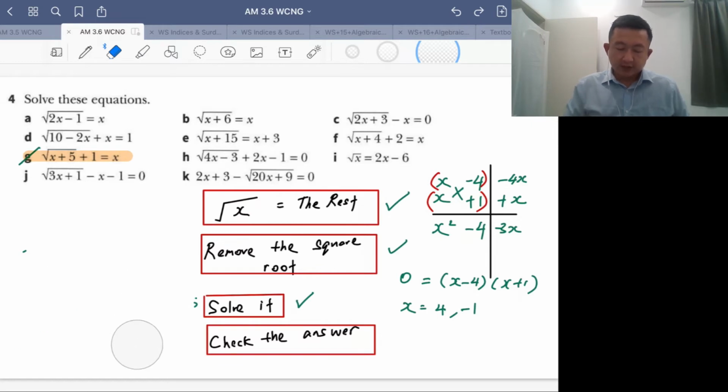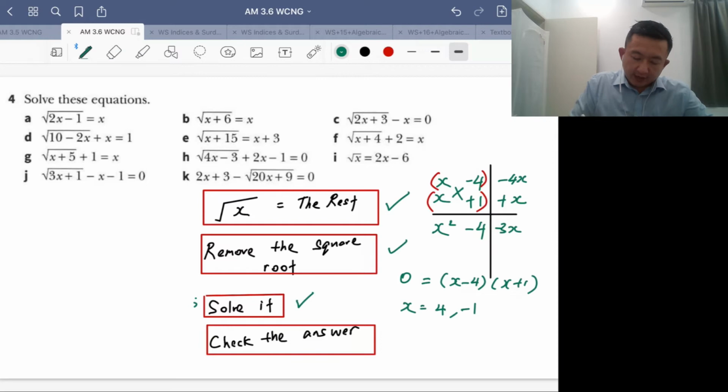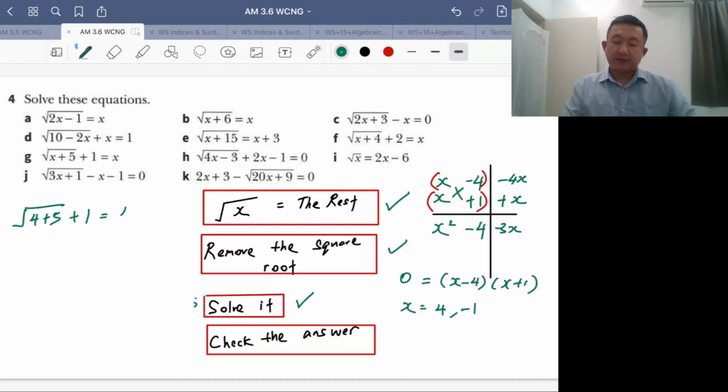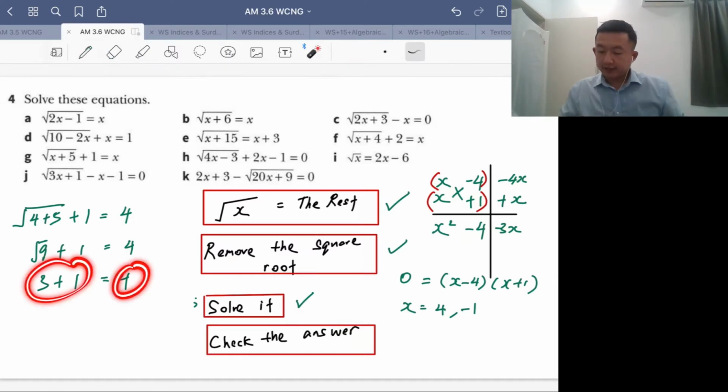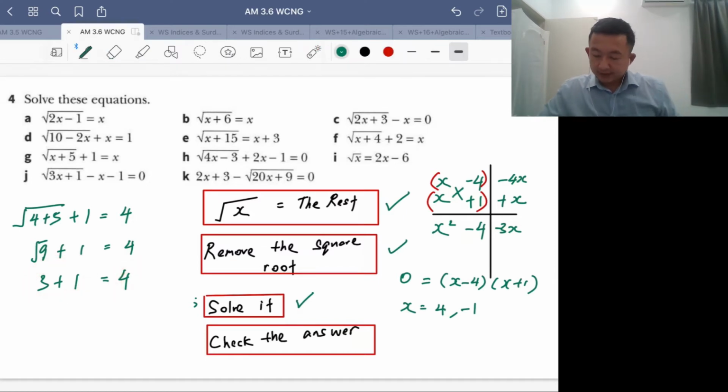So how do I check the answers? I check with 4 first. So I have root of 4 plus 5, plus 1 equals to 4. Okay, let's see whether it makes sense or not. So I have root 9, which is 3. 3 plus 1 equals to 4. So this answer could be accepted because the left hand side equals the right hand side. Okay, so this one, yes.